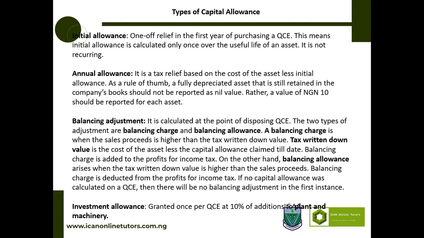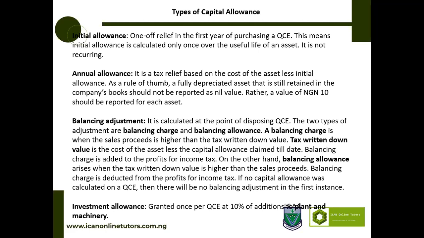What do you mean by first put to use? A good example: I purchased an asset in 2001. I haven't commenced my operation until 2006. In 2006, this is where my company commenced business. The first year in which initial allowance will be enjoyed will not be 2001, but 2006. Why? This is the year in which the asset was first put to use.